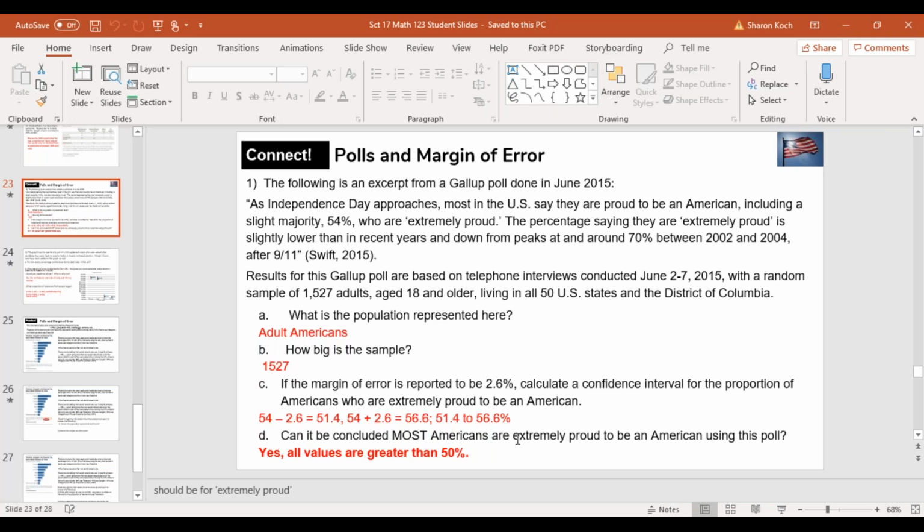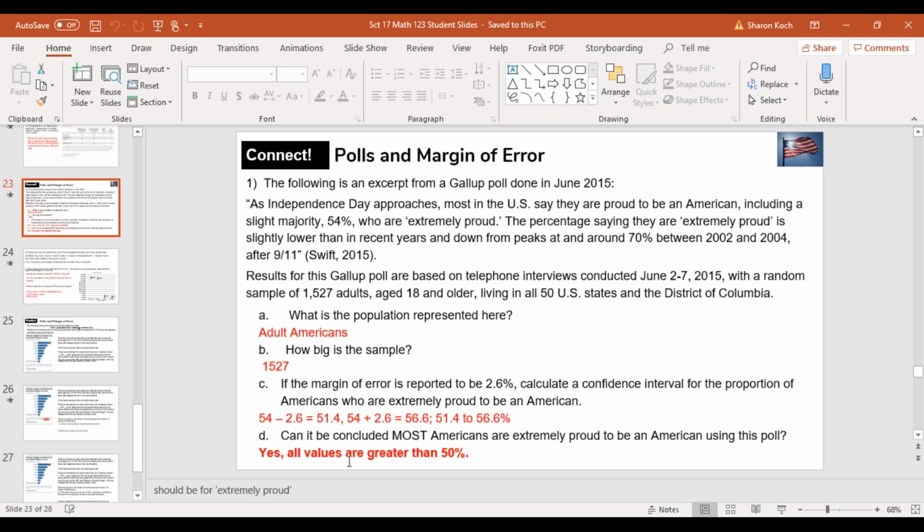Okay, so if I were to create a statement based on this, I would have to say something to the effect that I am 95% confident that between 51.4 to 56.6% of Americans are extremely proud to be an American. Okay, so I'd have to say something to that effect.